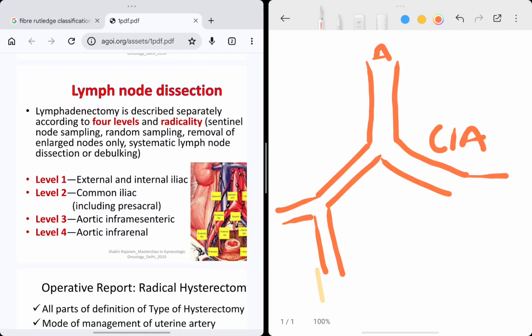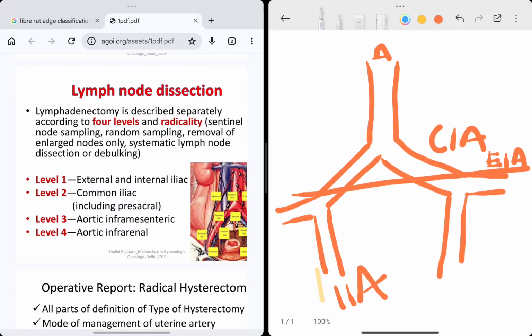The same is also here. So this is the external iliac artery, and this one is the internal iliac artery. Now the levels are divided based on the lymph nodes possible. We have to start from below upwards. So if the lymph nodes are below the division of the common iliac arteries, this is known as level 1.